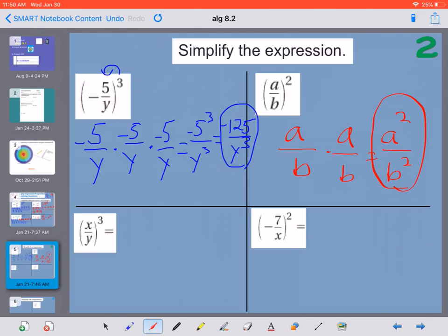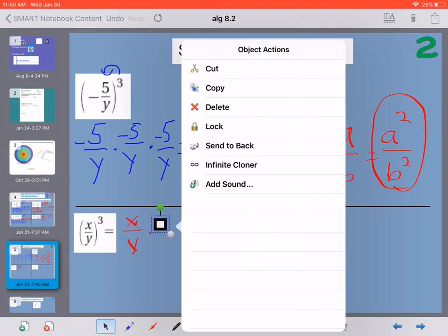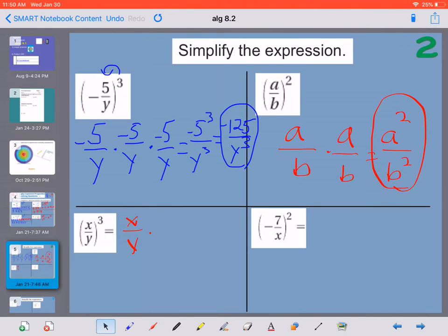Here we have three groups of x over y. So x over y times, oh, 1 second, I made a mistake here. Let me get rid of this. x over y times x over y. So on the top we have x cubed because we have three x's. Bottom we have three y's, so y cubed.